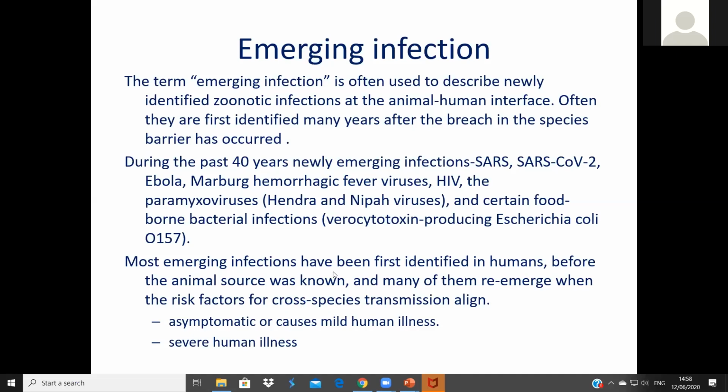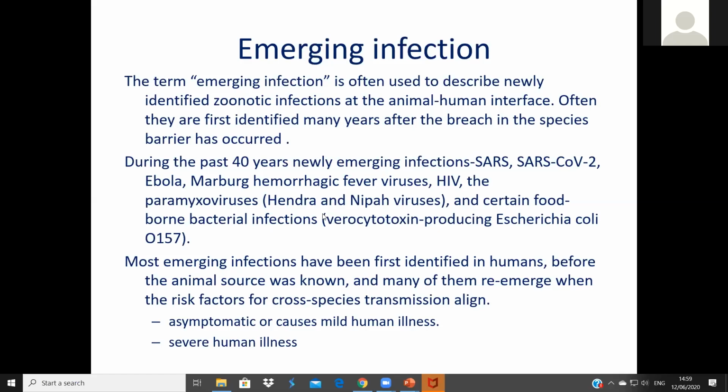Most emerging infections have been first identified in humans before their animal source was known, so the same thing is happening. And many of them re-emerge when the risk factors for cross-species transmission align. They can cause asymptomatic or mild human illness. Now, we know that 90% of people infected with COVID-19 are asymptomatic, or they suffer from mild disease, or they can cause severe disease.